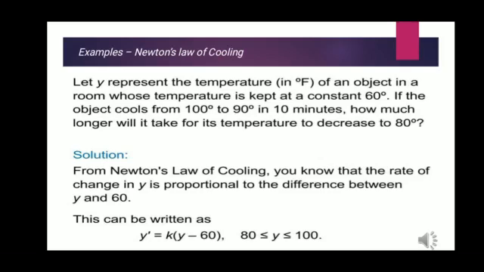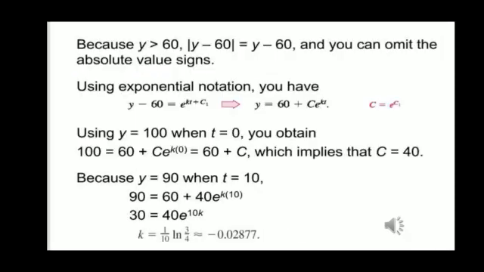Solution. From Newton's law of cooling, you know that the rate of change in y is proportional to the difference between y and 60. This can be written as dy/dt is equal to k bracket y minus 60, where 80 is less than or equal to y is less than or equal to 100. Because y is greater than 60, the absolute value of y minus 60 is equal to y minus 60.